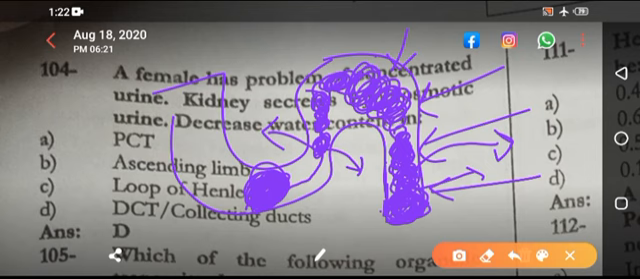So I think I have made this clear. If the word is hypoosmotic, then the tip of the loop of Henle. If the word is hyperosmotic, look for medullary collecting duct. If that is not there, cortical collecting duct, and if that is not there, distal convoluted tubule. If they have given you DCT and collecting ducts together, that is the right answer.